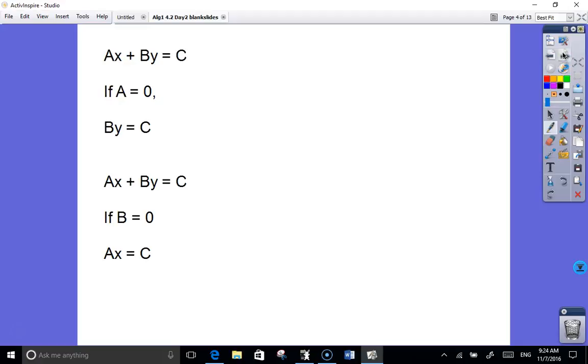So, special cases. If the a, the coefficient of the first term, equals 0, then there is no first term, right? 0 times x is just going to be 0. So all you have left is by equals c. How would I solve that for y? Divide by b, right? That's why we did literal equations in the last unit. So it's y equals c divided by b, and c over b is a real number. So basically it's just saying y equals a number, a constant.